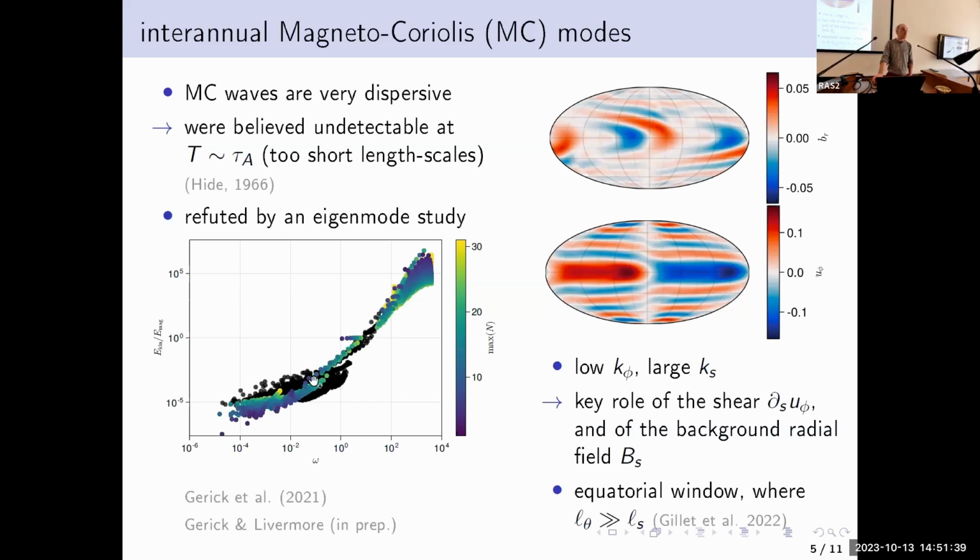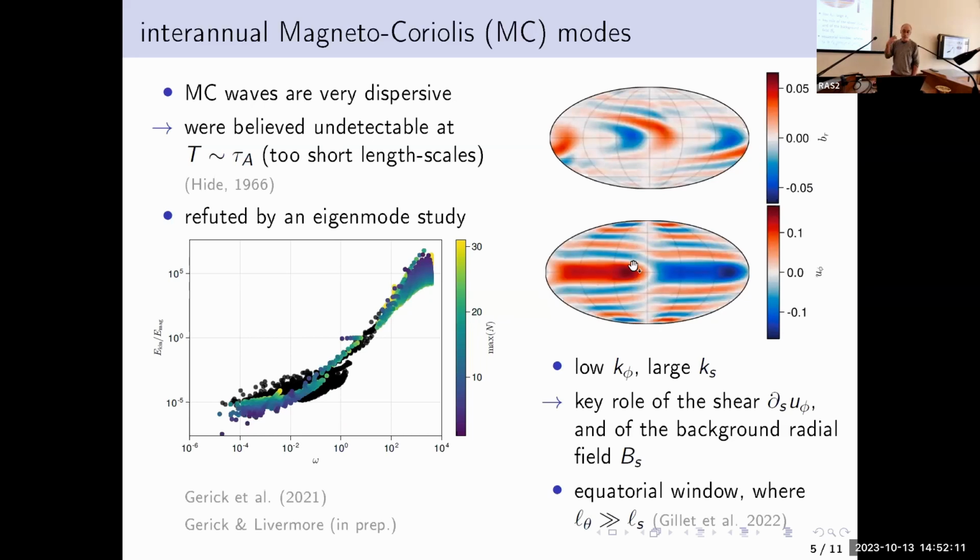And actually, there exist some waves, MC waves, that have a period that is close to that of alpha waves. And this is an illustration here, taken from some work by Felix. Here you have the surface magnetic field and the surface azimuthal flow, in a dimensionless unit. And what is very interesting is that actually these are very large scales in phi, okay? So low wave number phi and a relatively high wave number in the S direction.